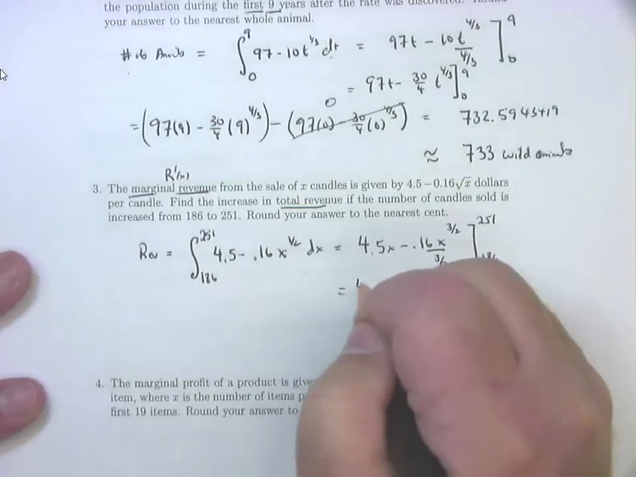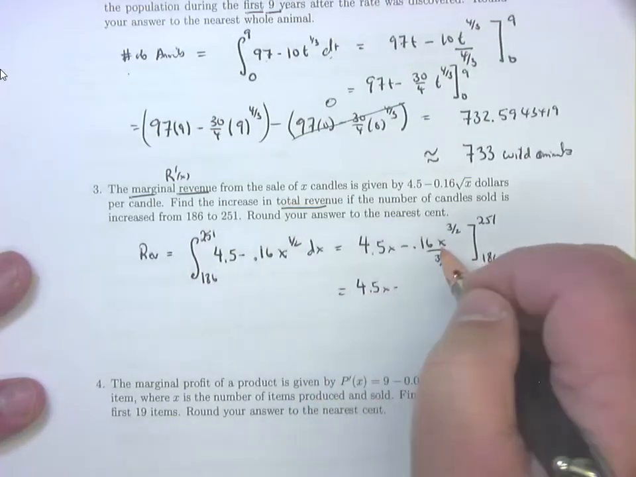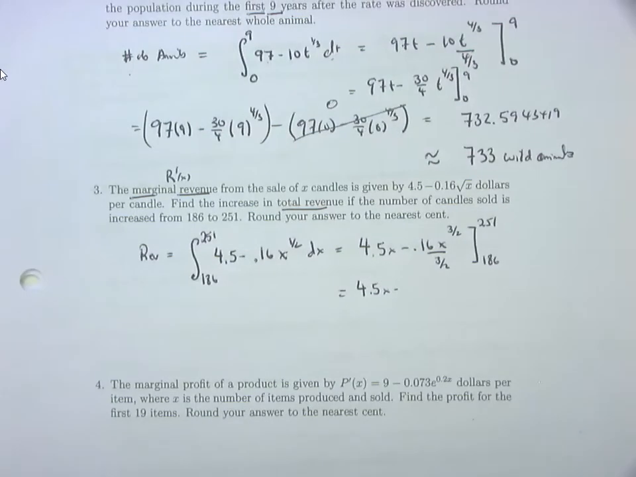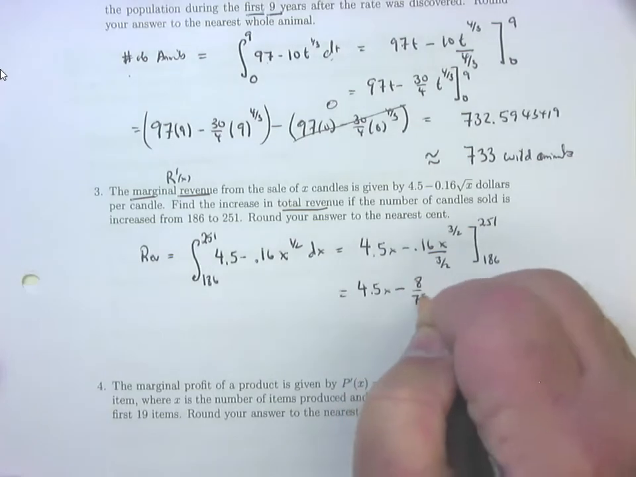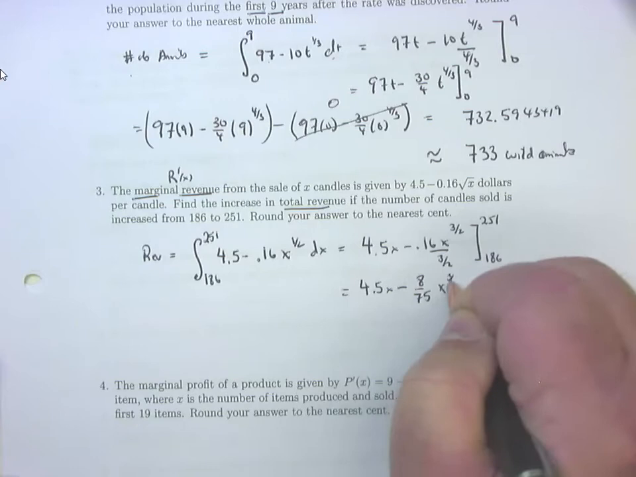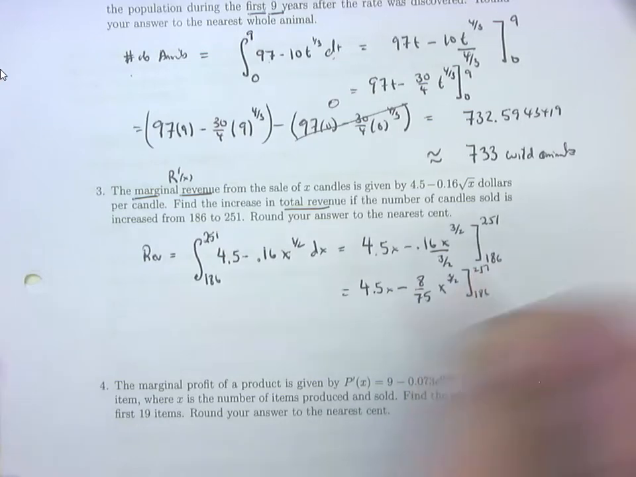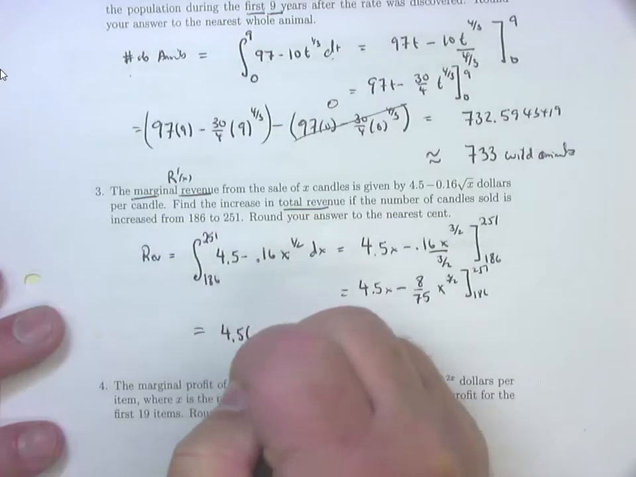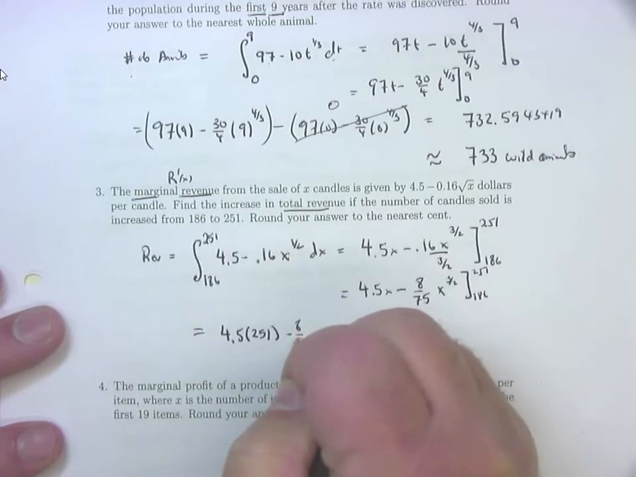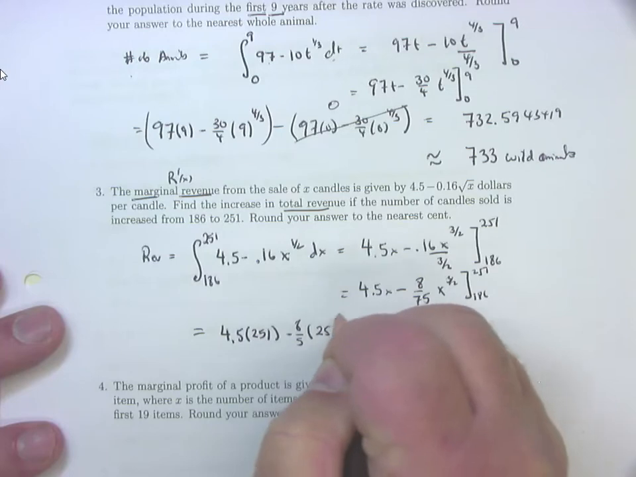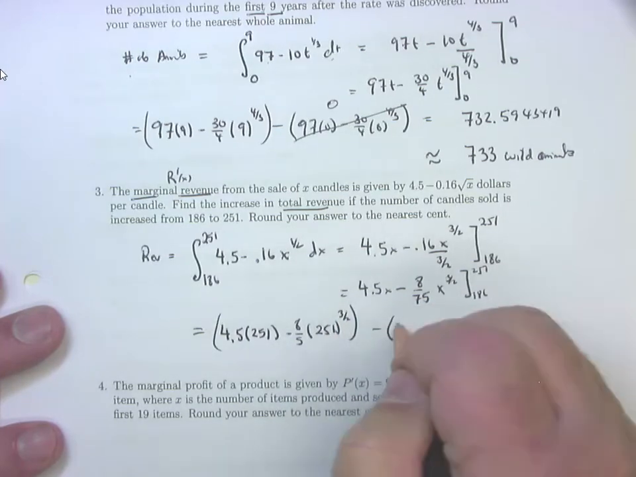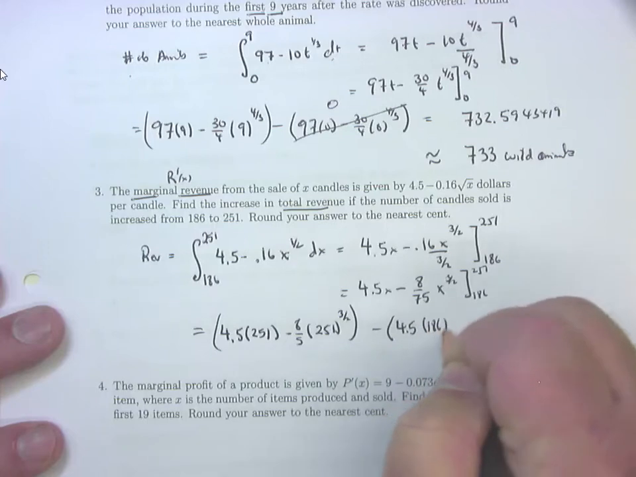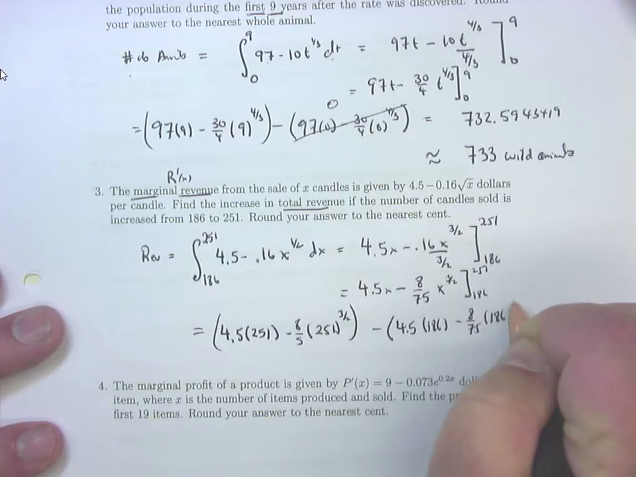So this will clean up to be 4.5x minus 2 times 0.16 divided by 3/2, which, make it a fraction just to make it easy, is 8 over 75. I just put that on my calculator. x to the 3/2, evaluated from 186 to 251. So all you've got to do now is fundamental theorem. Plug in top number minus plug in bottom number. 4.5 times 251 minus 8 over 75 times 251 to the 3/2 power, minus plug in bottom: 4.5 times 186 minus 8 over 75 times 186 to the 3/2 power.